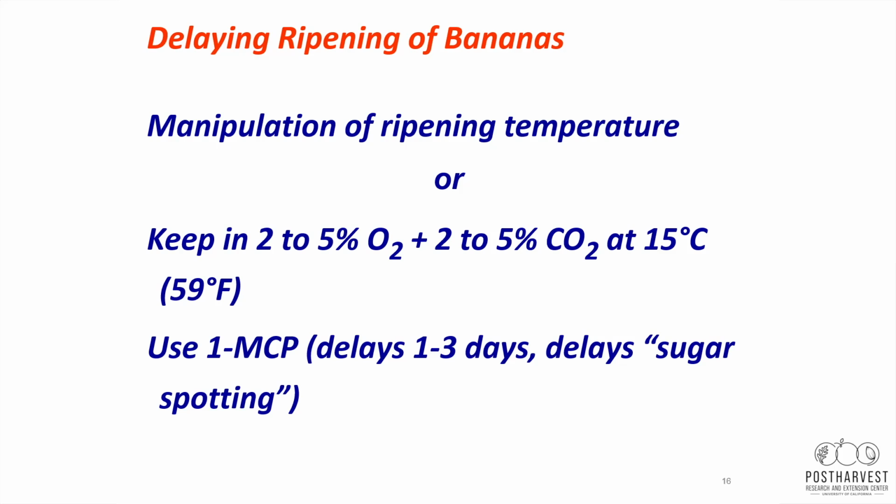There has been work done looking at modified atmosphere packaging at these intermediate temperatures. We heard yesterday that 1-MCP treated fruit is chalky and not very good to eat, but it is known that 1-MCP can delay the ripening of the banana and, more importantly, the sugar spotting. I personally use the sugar spotting as an indicator of when I want to eat a banana, but there you are. 1-MCP can delay the development of those sugar spots as well.